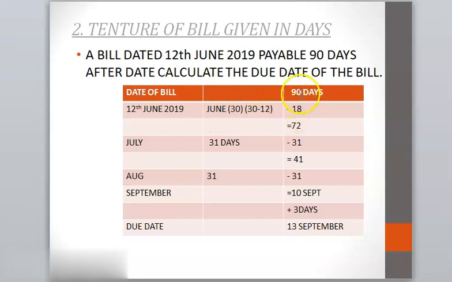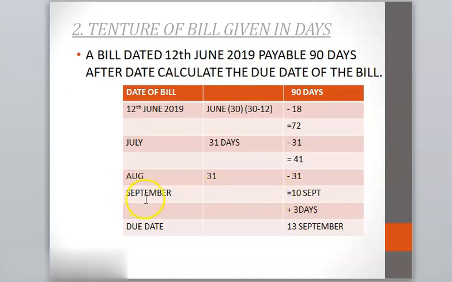Therefore from 90 days we subtract 18 days of June month. We get 72. Further we subtract July month, and in July there are 31 days. So we subtract 31 from 72, and we get 41 days. Now again after July, we subtract August month. August has 31 days, so from 41 we subtract 31 days of August month. The days left are 10 days, and therefore the date is 10th of September.